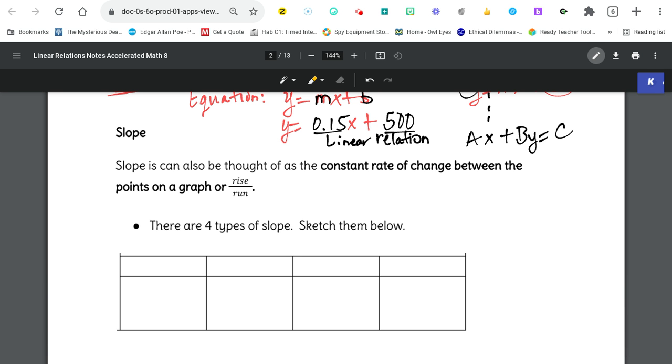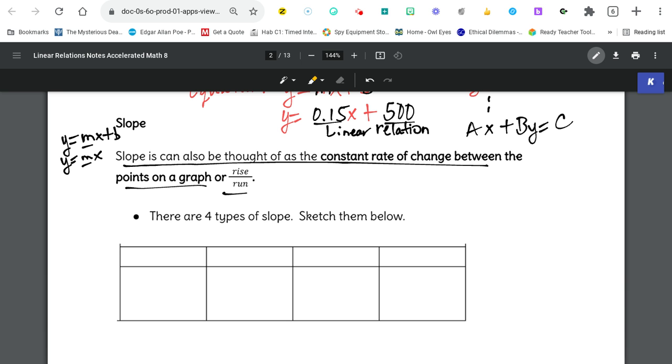We're going to talk about slope because if we write an equation in y equals mx plus b form or y equals mx form, that m is our slope. It represents our constant rate of change, okay? Some set rate of change. Slope can also be thought of as a constant rate of change between points on the graph, or what we call rise over run, guys. And you may remember that from last year in 7th grade. It may be coming back to you.